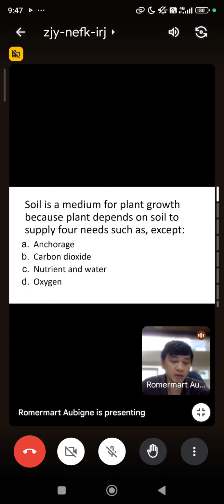The correct answer is oxygen. So, the soil is a medium for plant growth because they depend on it as anchorage and also as a source of carbon dioxide, nutrients, and also water. So for the oxygen, sila yung nag-produce, the plants produce the oxygen.